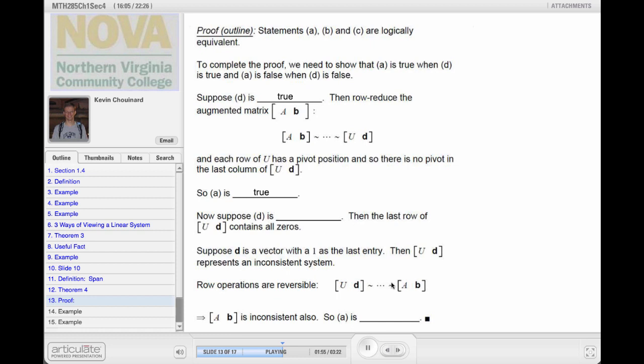Okay, conversely, suppose that D is false. If D is false, then you don't have a pivot position in every row. And if you don't have a pivot position in every row, then when we go through our row reduction, the final column there is going to be all zeros.